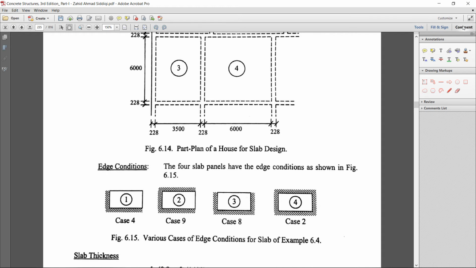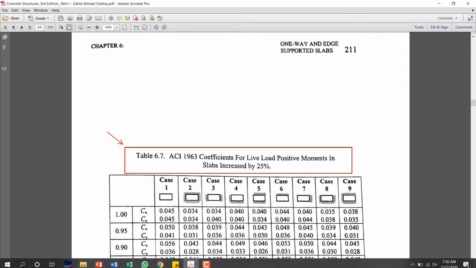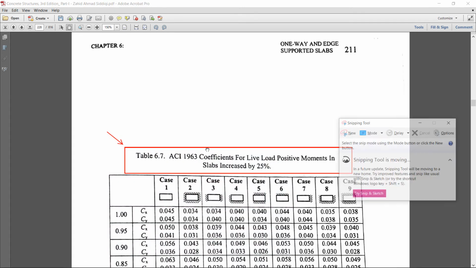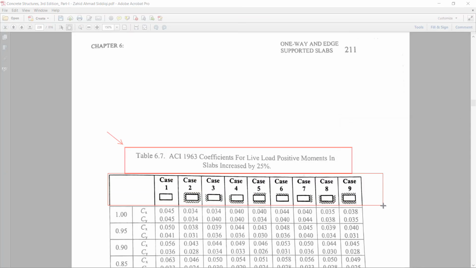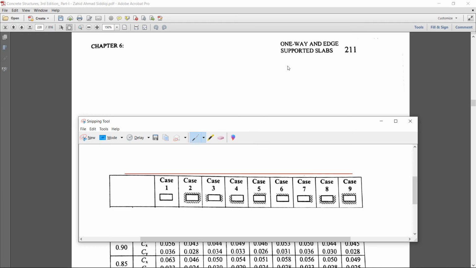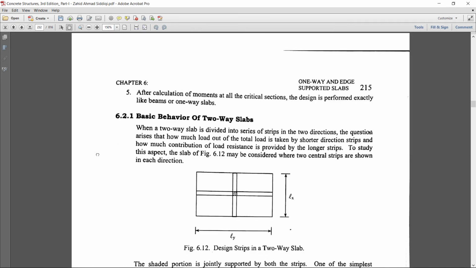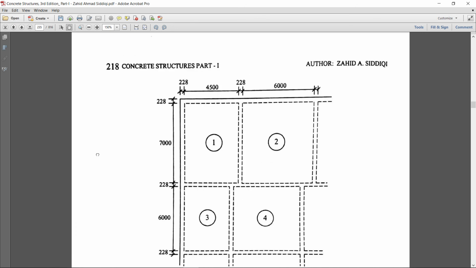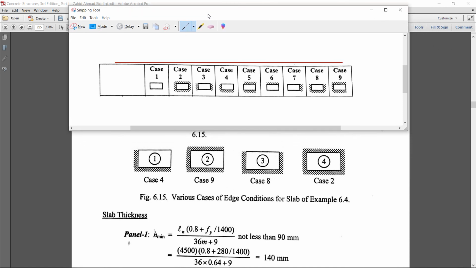So here I will go back to the ACI coefficient method. Here we have to pick the coefficients corresponding to the cases. So what is our case? Currently we assume that we do not know what is case 4, case 9, case 8, case 2.